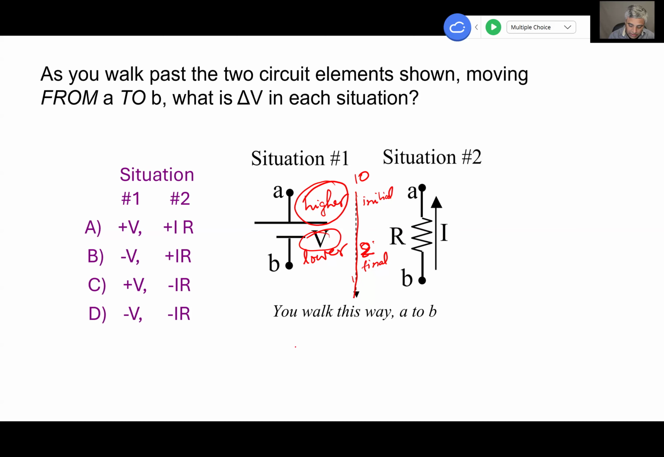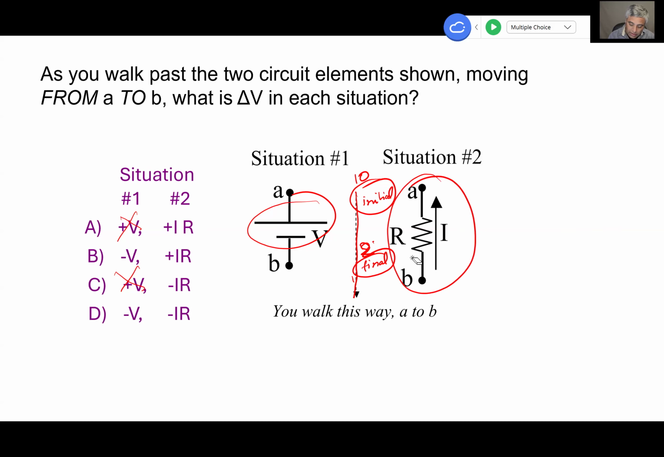So that means this is like saying 2 minus 10, final minus initial. So this is negative. So this has to be counted as a negative. Okay. So that means this is incorrect. This is incorrect.